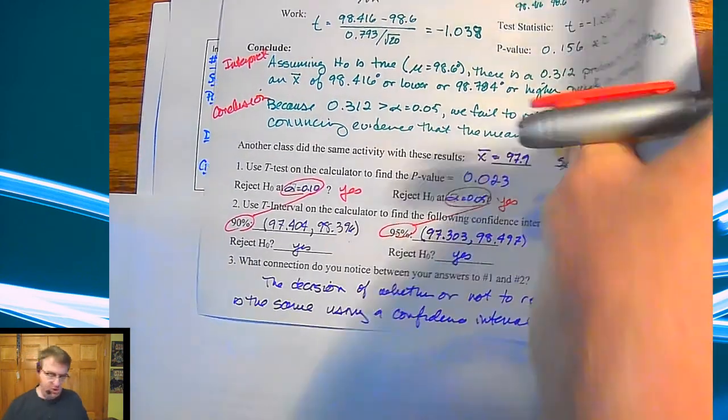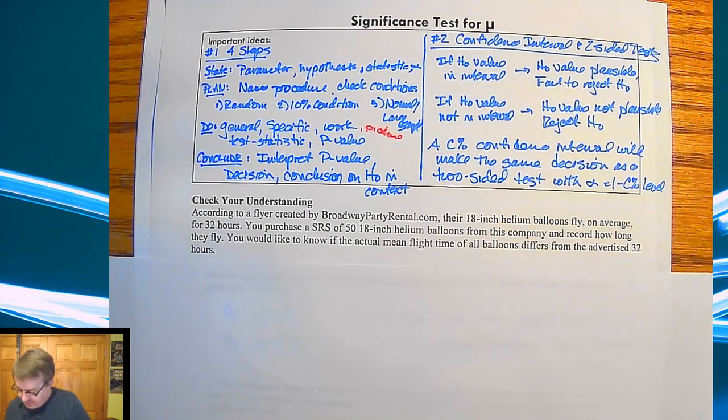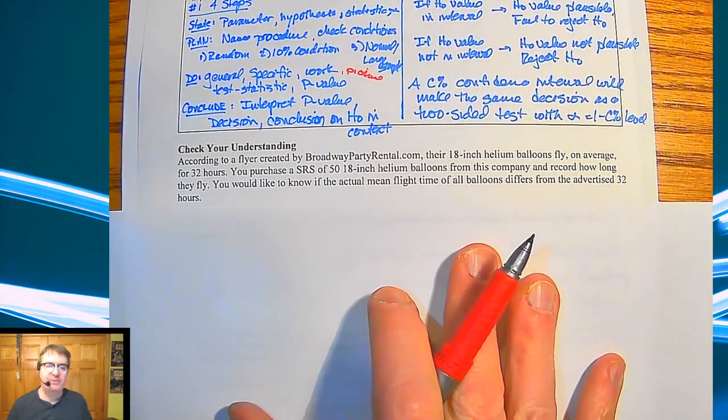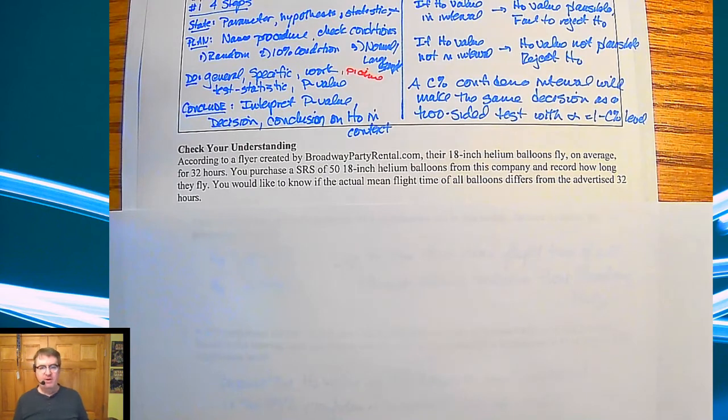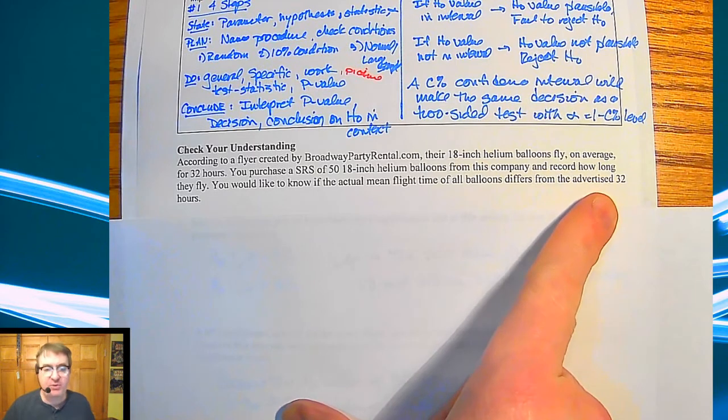All right. For your check your understanding, we're going to talk about helium balloons. There's a flyer: BroadwayPartyRental.com is selling 18-inch helium balloons, and they say they fly on average for 32 hours. So we get 50 of them, and we record how long they fly. We would like to know if the actual mean flight time differs from the advertised 32 hours.